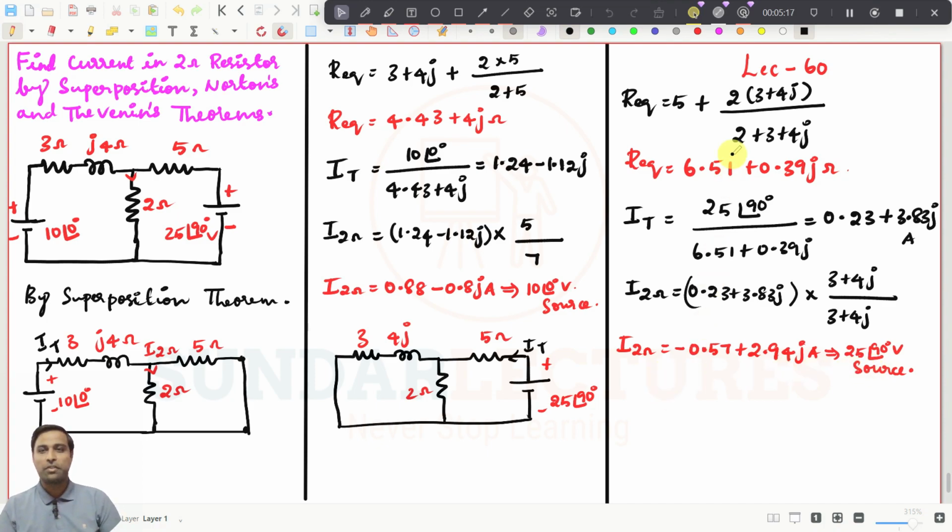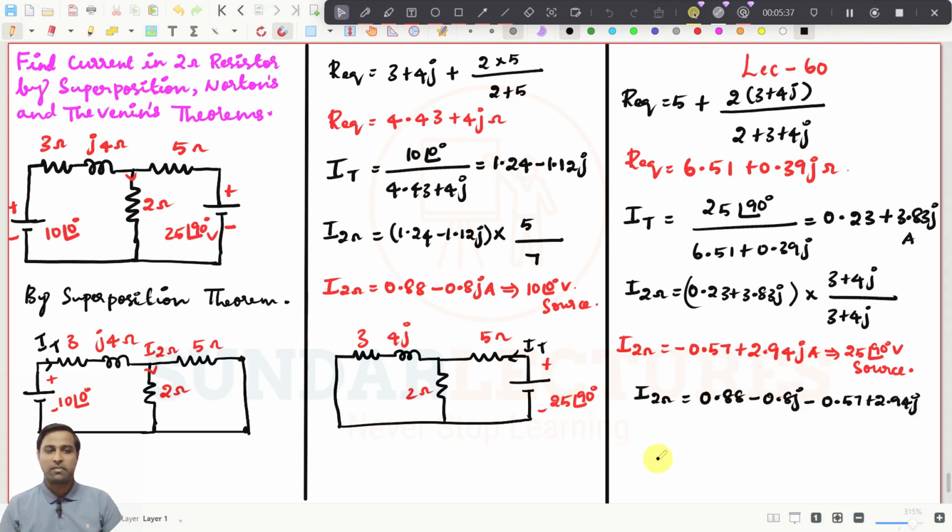Now if you want to find the total current, then I through 2 ohms has to be the addition of these two, right? So this will be 0.88 minus 0.8j and then this will be minus 0.57 plus 2.94j.